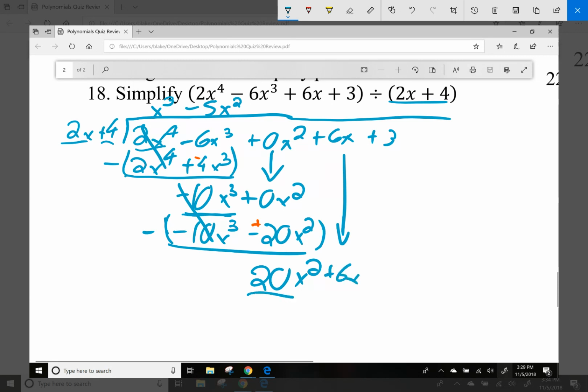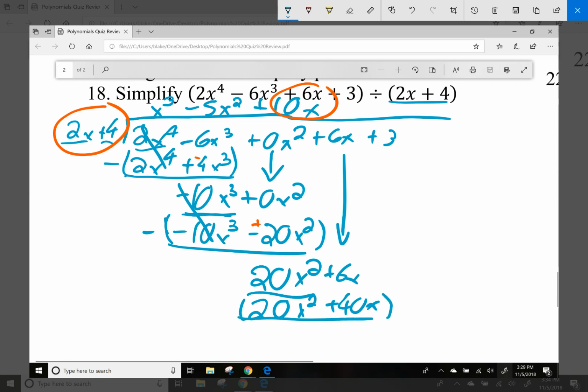So again, first term divided by first term. 20x squared divided by 2x is 10x, because 20 divided by 2 is 10, and x squared divided by x is x. And then multiply 10x by the polynomial up front, and put that underneath. So 10x times 2x is 20x squared, and 10x times 4 is 40x.